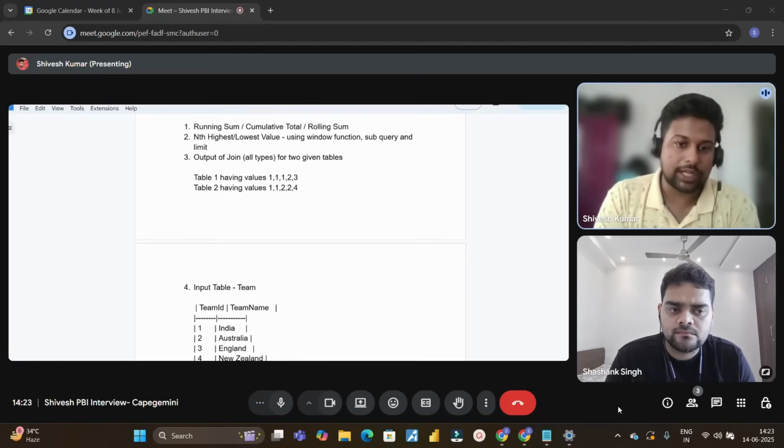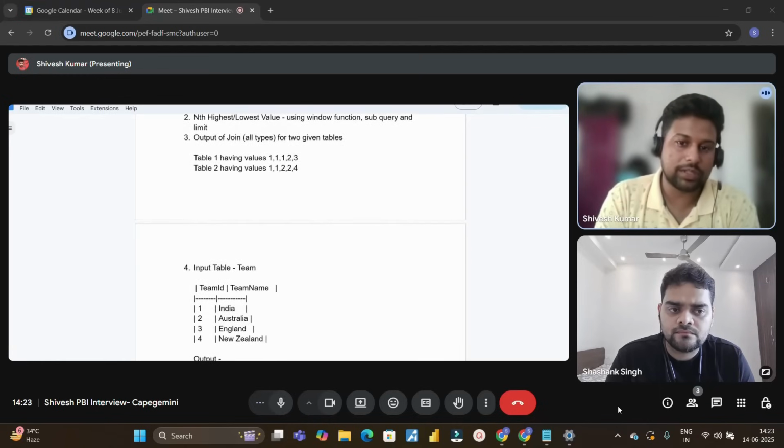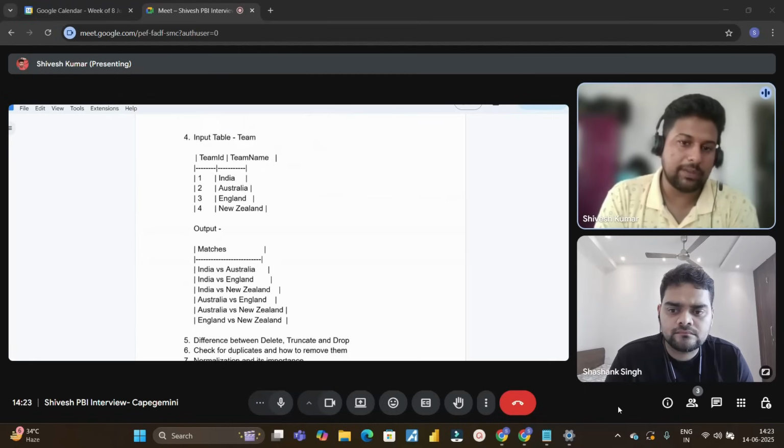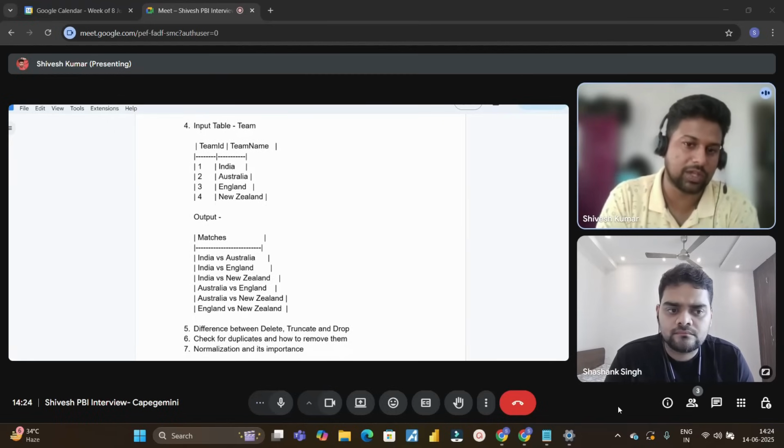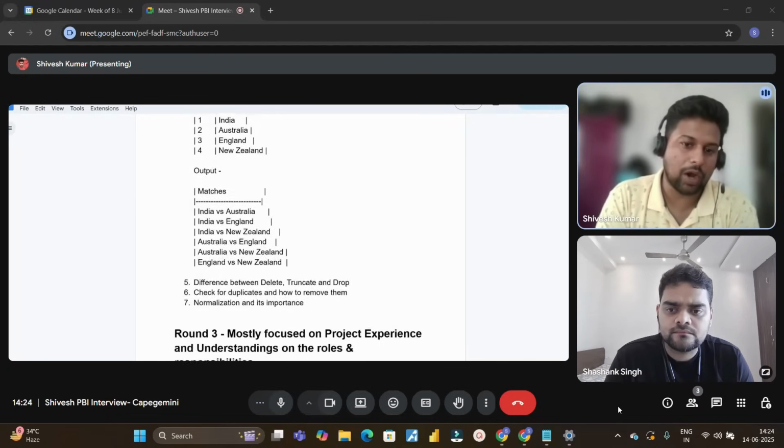Coming to our third question, we have the join type. For this question, especially, the interviewer is looking for how you understand how joins work. Now we have an input table as a team, and this question was asked by one of the organizations as well, where we have team ID and team name, and they wanted the output as per this particular scenario.